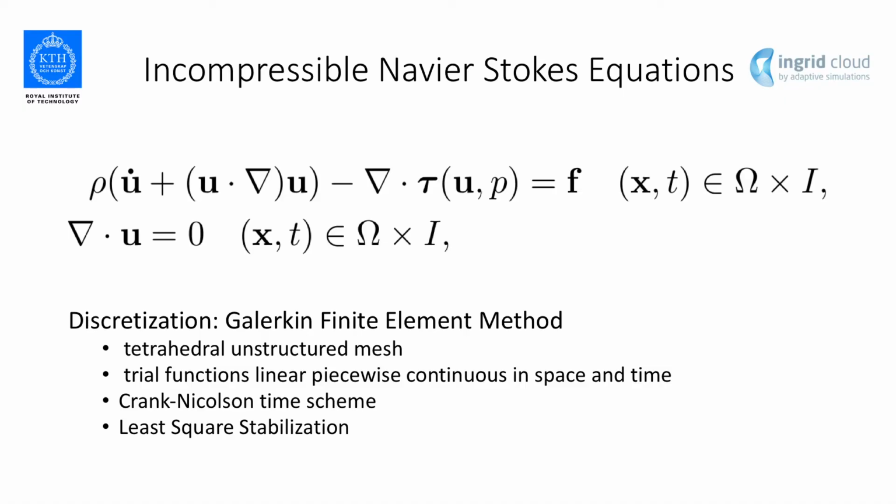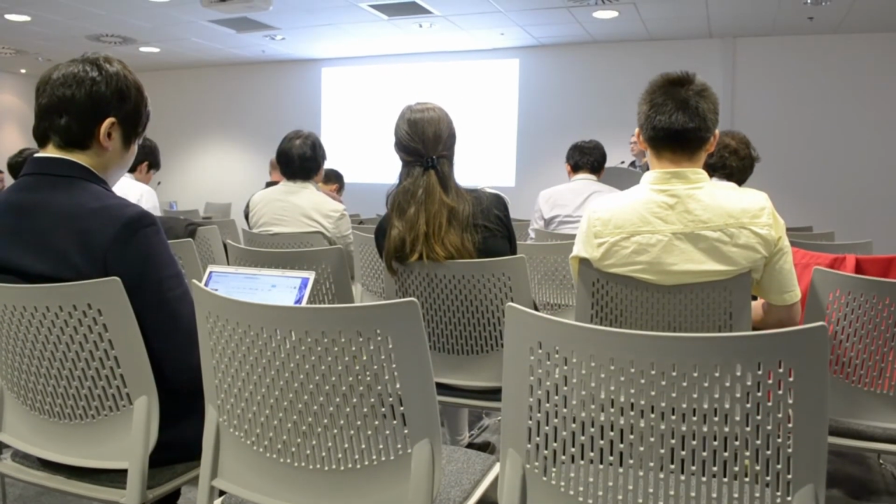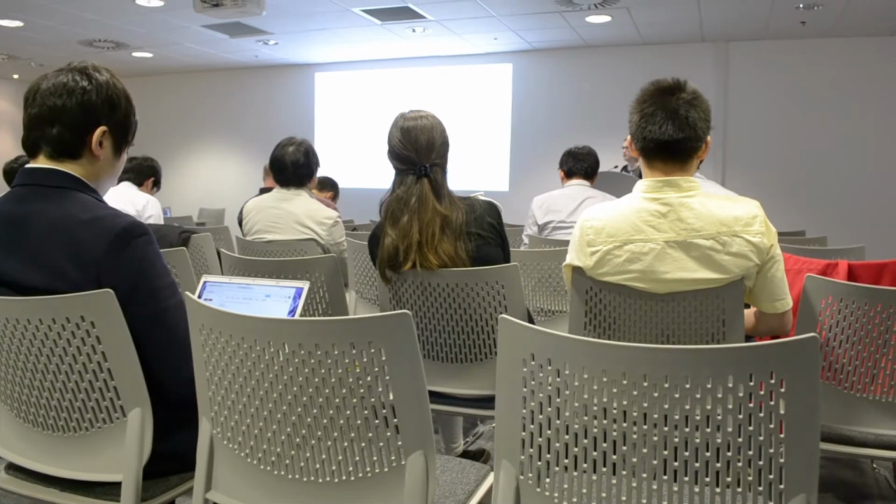So we model the wind in the urban area using incompressible Navier-Stokes equations. For the numerical discretization, we use the Galerkin finite element method. We have a tetrahedral unstructured mesh. For the functions, we use linear piecewise continuous in space and time. The problem is time dependent, and for advancing in time, we use Crank-Nicolson. As you know, the problem is convection dominated, and to fulfill the LBB condition, we need to stabilize our system, where we use a least squares stabilization.